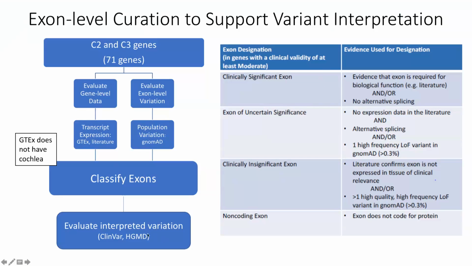So we pulled variants from ClinVar that had at least one star, so assertion criteria provided, or DM variants from HGMD. We know these aren't super reliable, but we just wanted a measure of interpreted variation in these different exons that we had classified. We pulled pathogenic and likely pathogenic variants from ClinVar and looked to see if they were present in exons that, based on our curation, might have questionable significance.